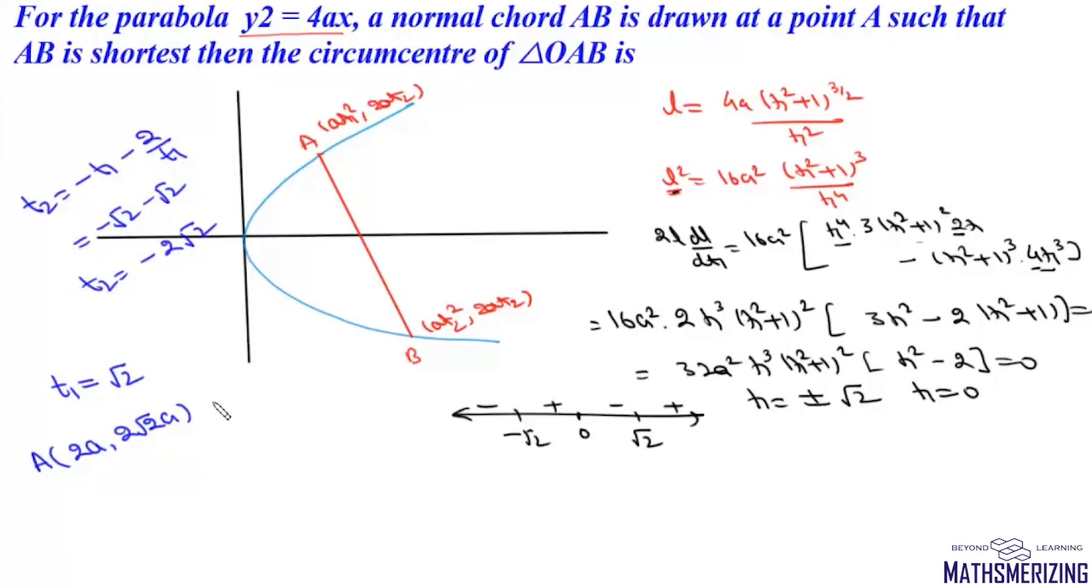So now we can write B also. So the coordinate of this point B will be (a t2 square, 2a t2). It will simply be (8a, minus 4 root 2 a). Now we need to find the circumcenter of this triangle OAB.